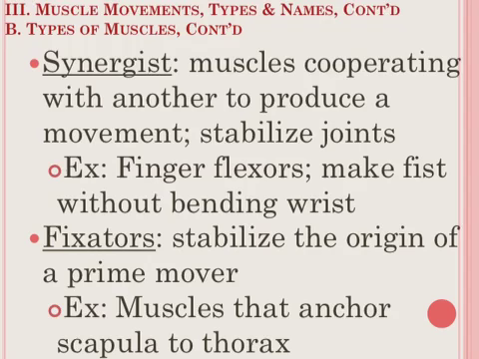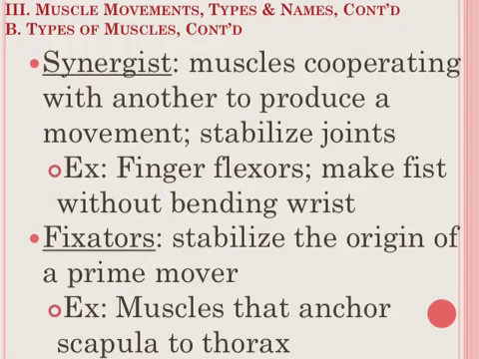Naming skeletal muscles. Okay, so there are 7 different ways that we name skeletal muscles. The first one is the direction of the muscle fiber. So if it's rectus, that means it's straight, or the obliques are at an angle. The second one is the relative size of the muscle. So for example, the latissimus dorsi. Latissimus means widest. It's the widest muscle.